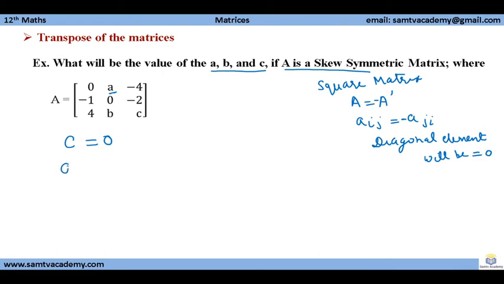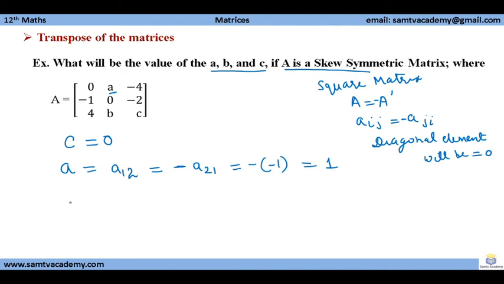So what is the location of A? A is first row second column. First row second column will be equal to minus of A 2 1. What is A 2 1? Second row first column, it's minus 1. We have to take the minus of it, so minus of minus 1, A will be 1.